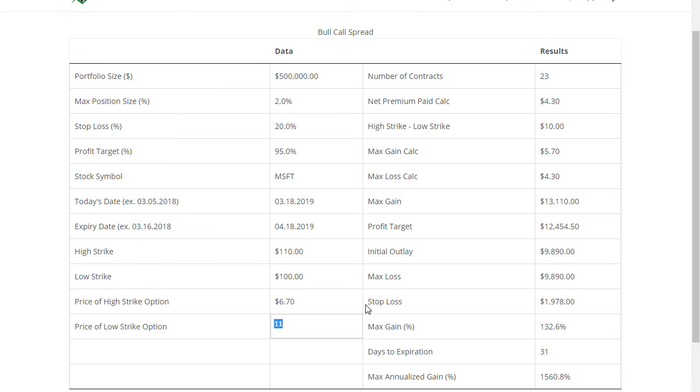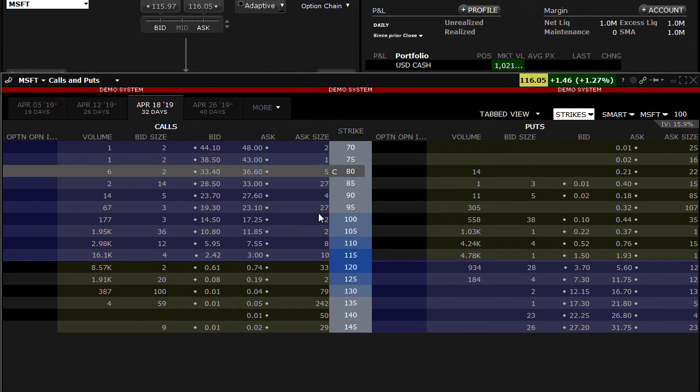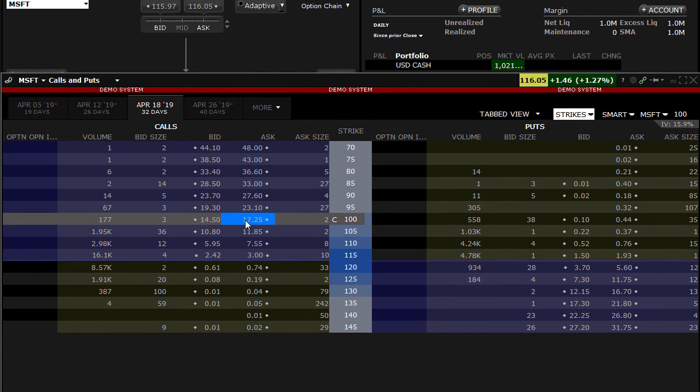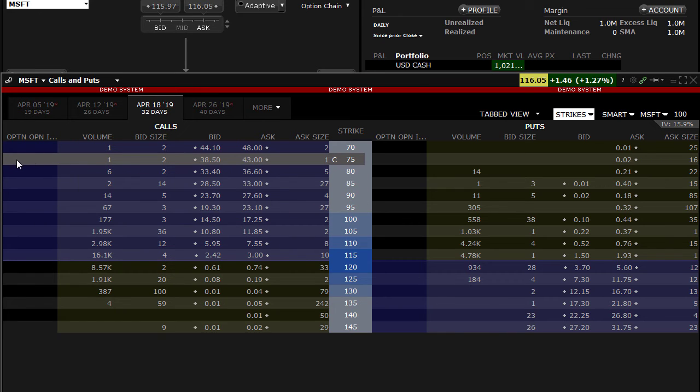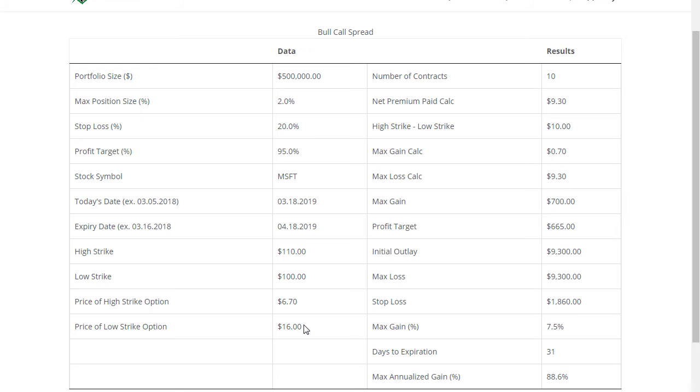And then the price of the low strike option is what we're paying. And we'll look at the low price option. And we're going to be paying maybe about 16 for it, somewhere in that mid-range there. So we'll go back to the calculator. We're paying about 16 for it. Let's see what that pops out to be.